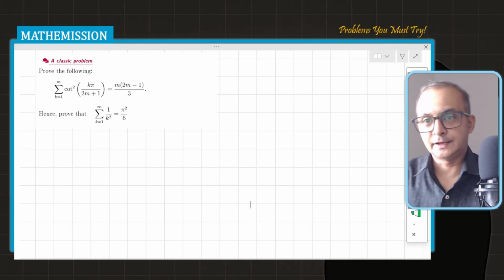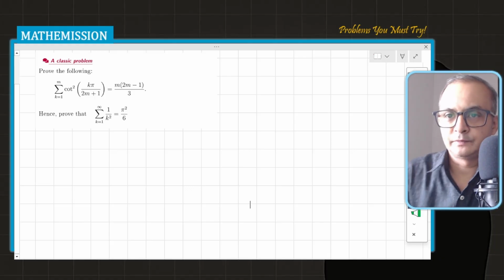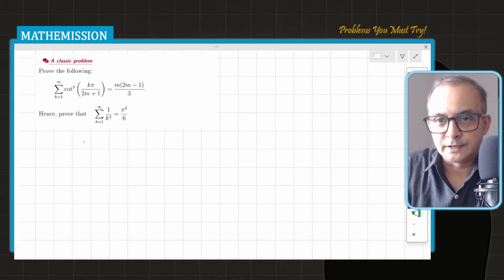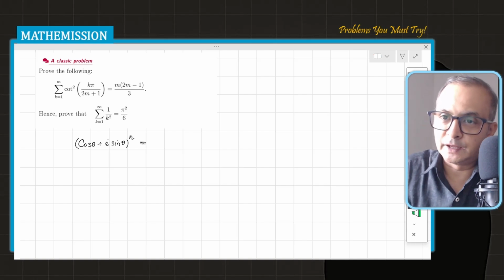So the idea is we have to start from the complex number. How can we start? We know that, suppose I'm writing cosine theta plus i sine theta to the power n. That is going to be, by using de Moivre's theorem, cosine n theta plus i sine n theta.